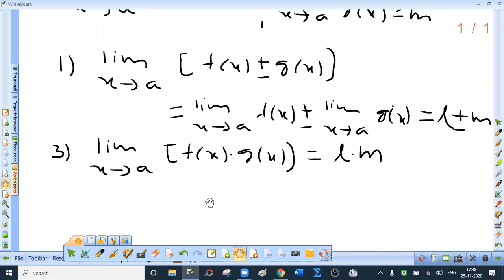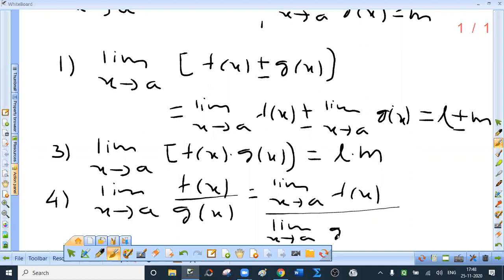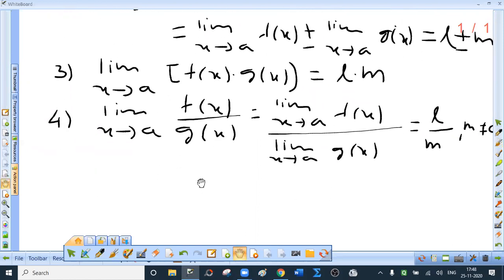Suppose one of the two functions is a constant, or before that we will mention the next one and then I will tell you about limit of a constant. Limit of quotient, that is limit of f of x upon g of x, is obviously limit x tends to a f of x upon limit x tends to a g of x, provided denominator M is not equal to 0, because if denominator vanishes, it is not a real number, right?